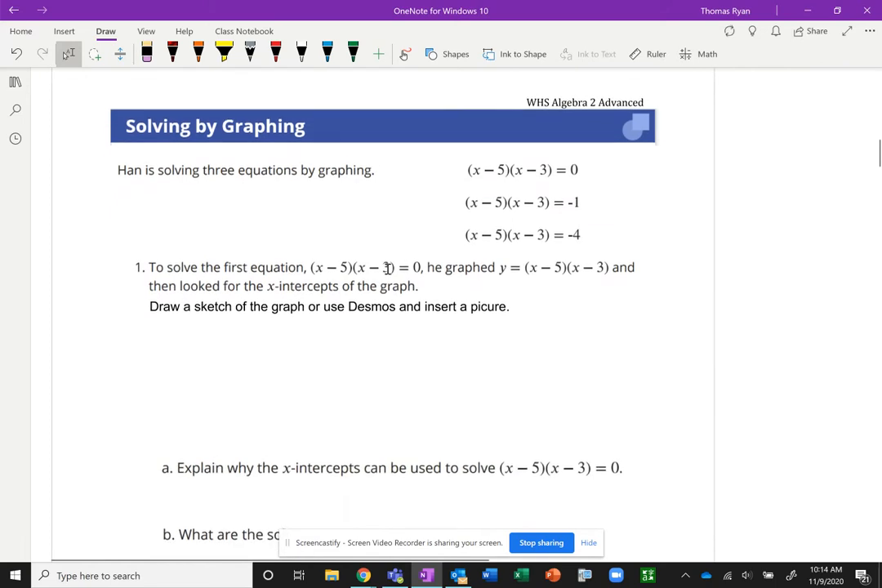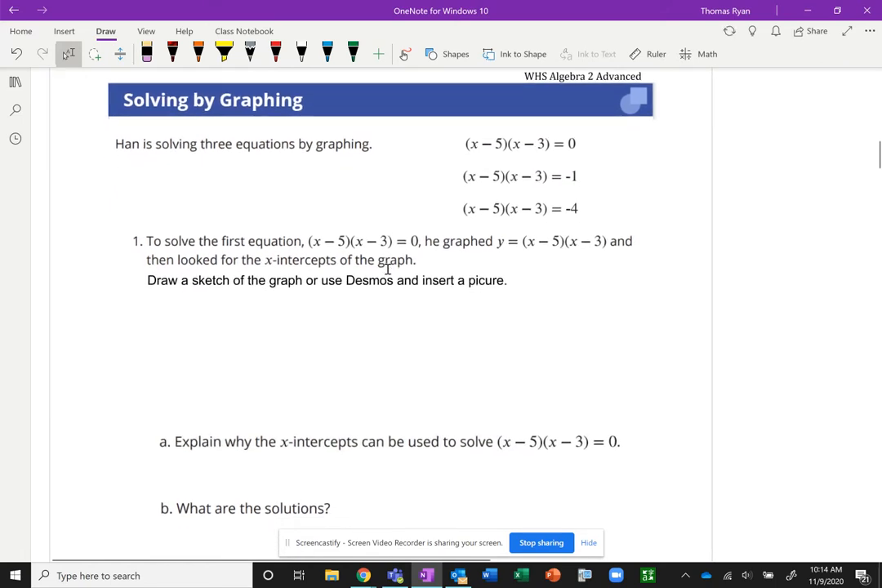Okay, let's move on. We're going to be utilizing Desmos today. Whether you want to utilize it, or just watch me utilize it, either way, we need to be able to make sense of what we're looking at. So we have three equations here, and our boy Han is going to solve them all by graphing. They're very, very similar. As you notice, the only difference is we have a different value on the right side of our equal sign.